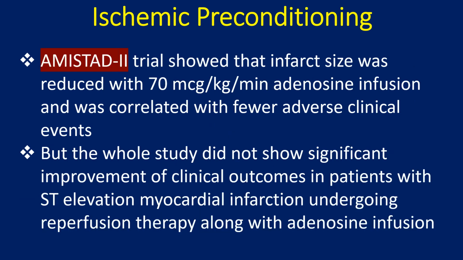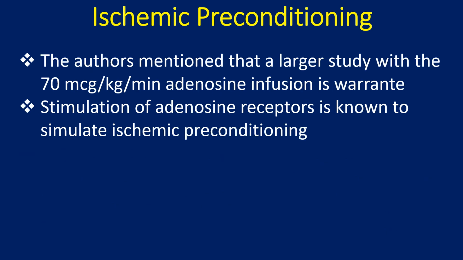The EMISTAR-2 trial showed that infarct size was reduced with 70 microgram per kilogram per minute adenosine infusion and was correlated with fewer adverse clinical events. But the whole study did not show significant improvement of clinical outcomes in patients with STEMI undergoing reperfusion therapy along with adenosine infusion. The authors mentioned that a larger study with the 70 microgram per kg per minute adenosine infusion is warranted. Stimulation of adenosine receptors is known to simulate ischemic preconditioning.